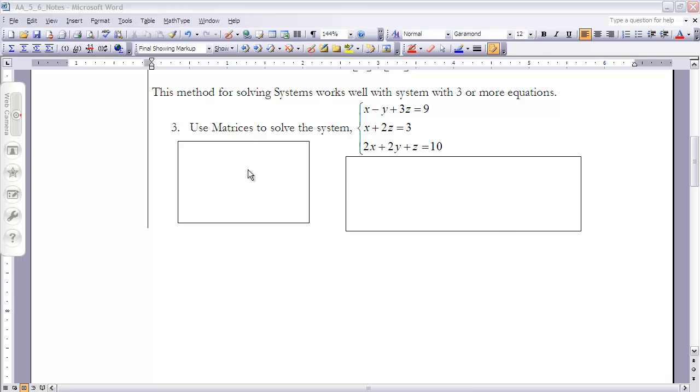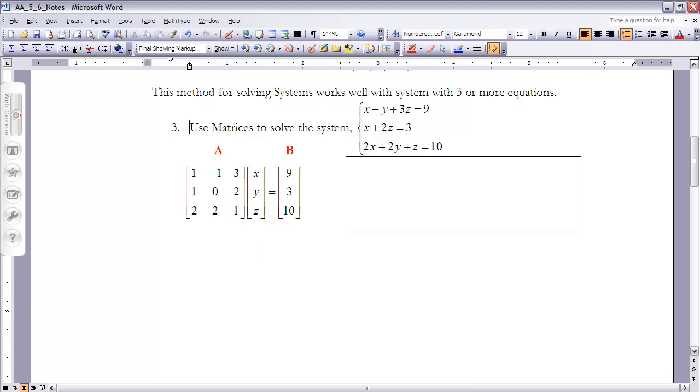So that's the first thing that I want to do here, is I want to make sure that my system is written in matrix form. And I've done that here, and you'll notice that on this middle equation there was no y term, so I needed to make sure that there was a 0 in that place where the y was. Okay, so the top equation, the coefficients are 1, -1, and 3. The middle equation, it's 1, 0, and 2, and then finally 2, 2, and 1. Then we would multiply that times x, y, z to get 9, 3, and 10.